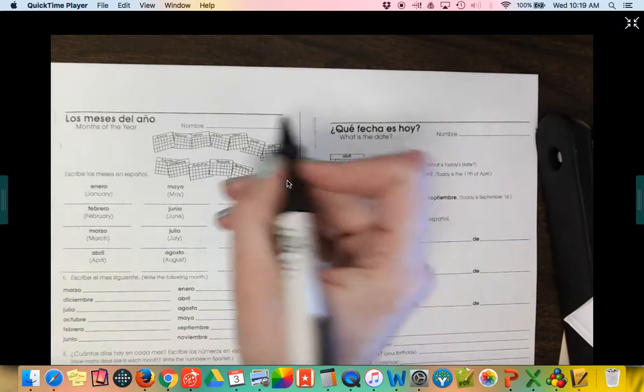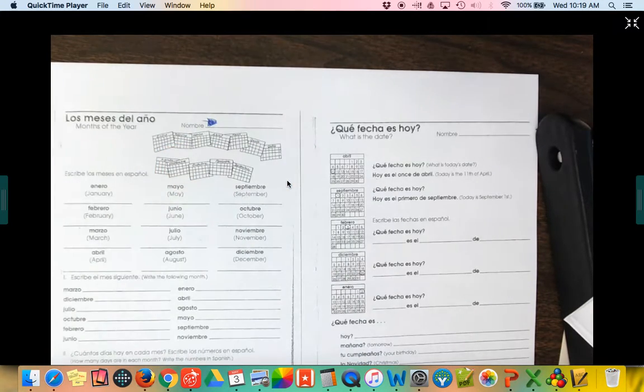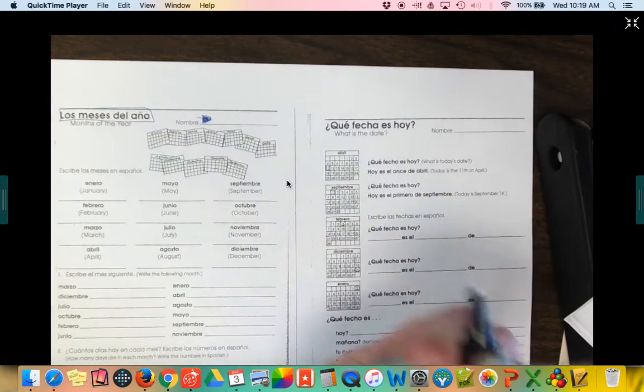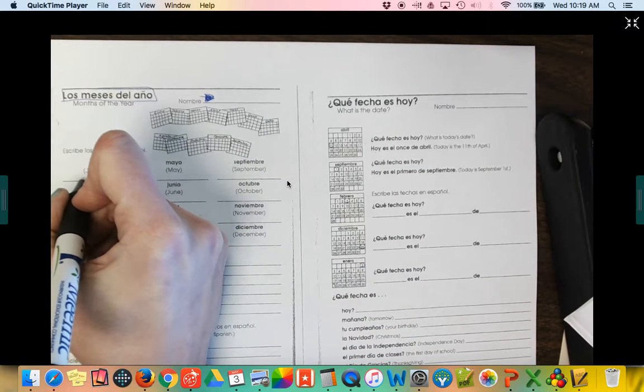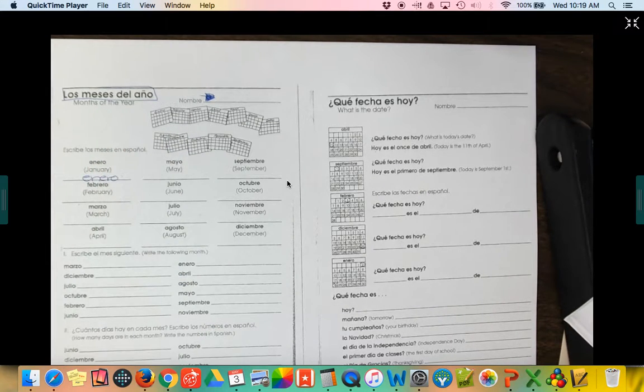Don't do that. Okay, so primero, escribe tu nombre aquí. Escribe tu nombre aquí. So we're going to start out on the sheet with los meses del año, the months of the year. First section, you are literally just rewriting the month in Spanish. And I know you're super tempted right now to just keep going. Don't. What do you notice about the way we write the month?